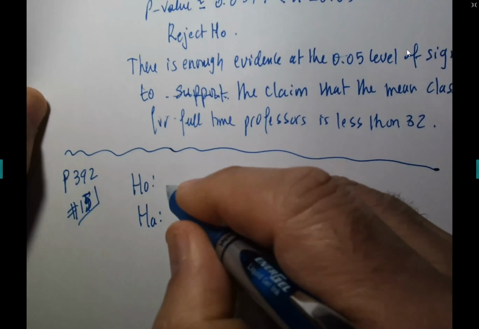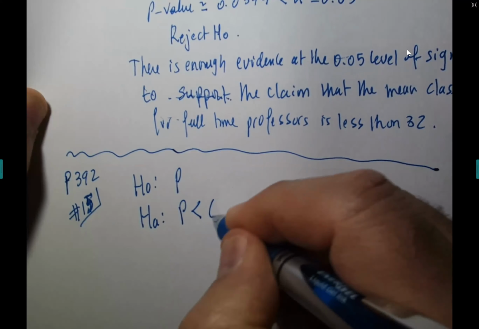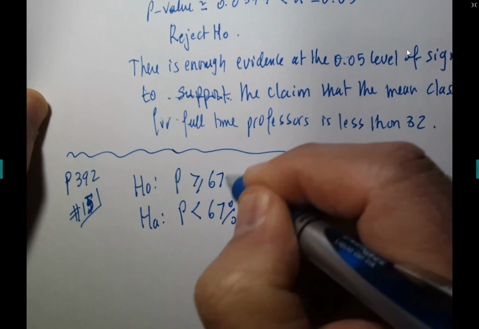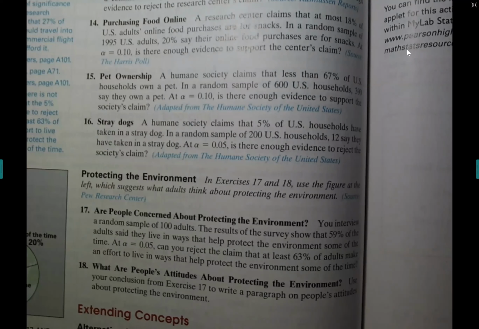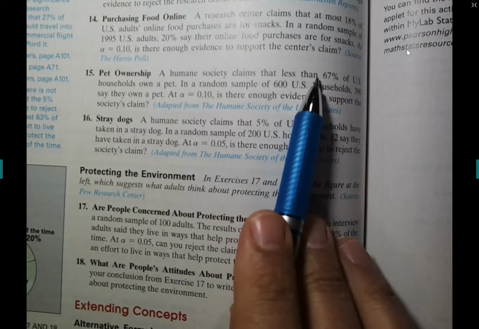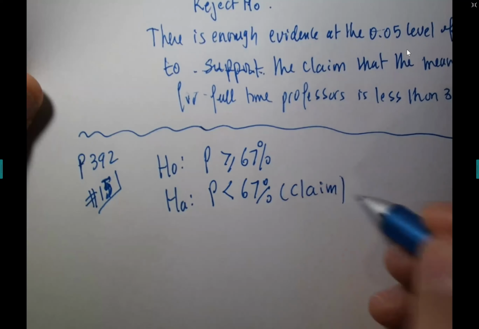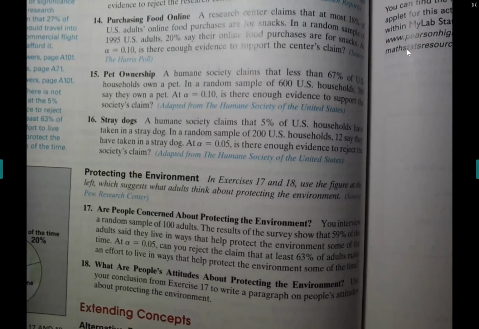What letter would you use now? P. And do you guys agree with me? Less than 67% and greater than or equal to 67%. And where is the claim? He claims that less, exactly, HA. Very good. You see, no change. It's just the same concept as we did in the previous sections.